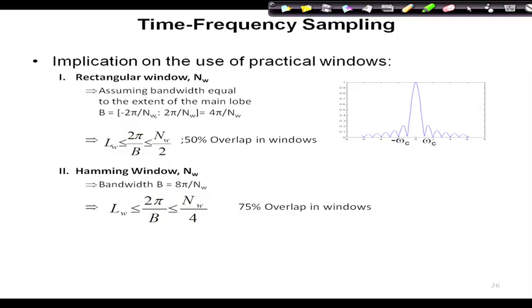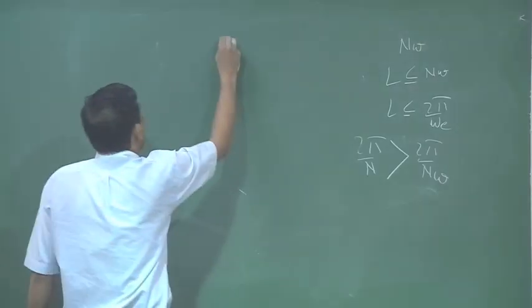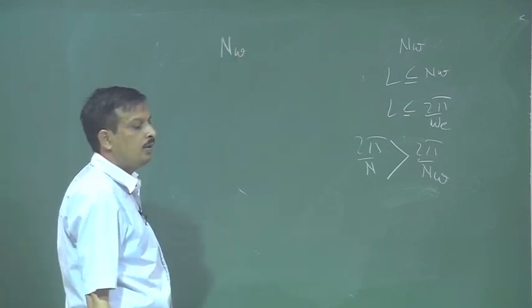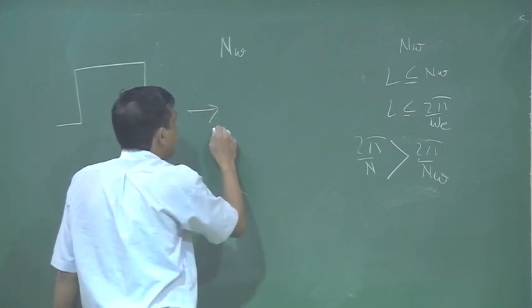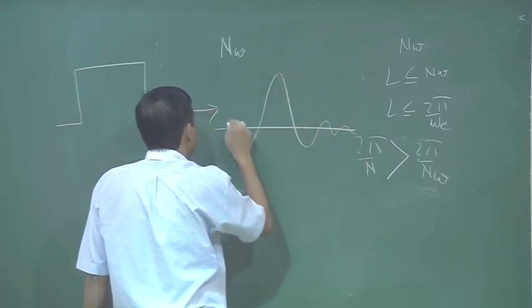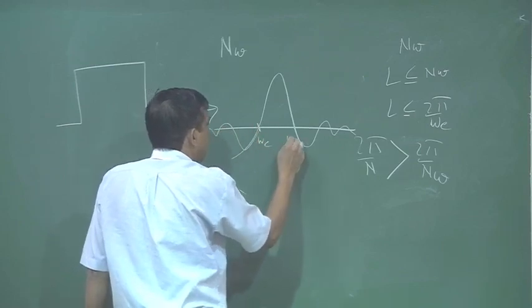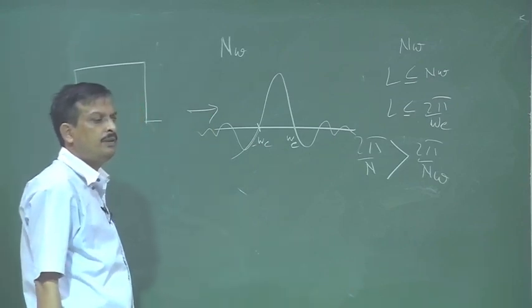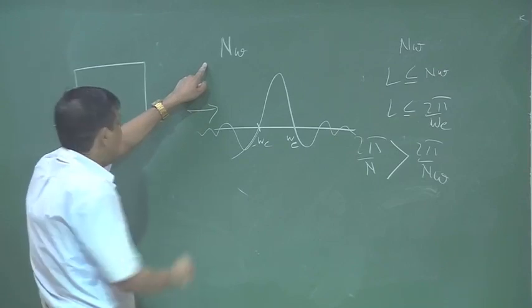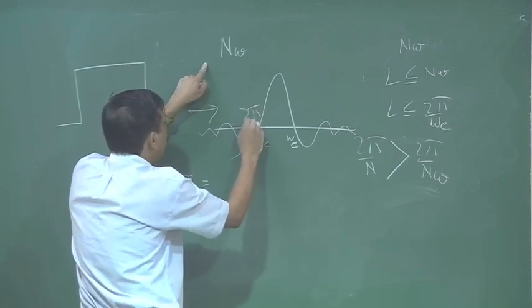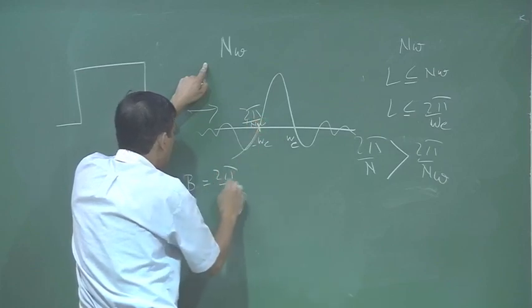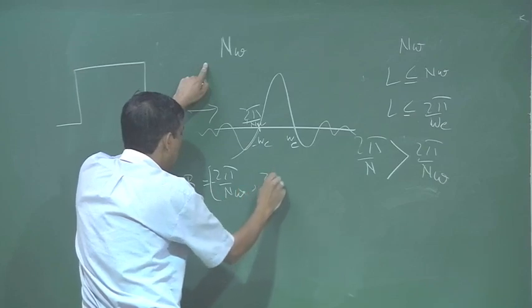Okay. So suppose we take the example of a rectangular window, of length NW. If it is a rectangular window, then what is the frequency domain representation of the rectangular window? It is nothing but a sinc function. So for the sinc function, this is minus omega c, this is plus omega c. Now what is the bandwidth? It is nothing but minus omega c to plus omega c, which is 2 pi by L, 2 pi by NW.